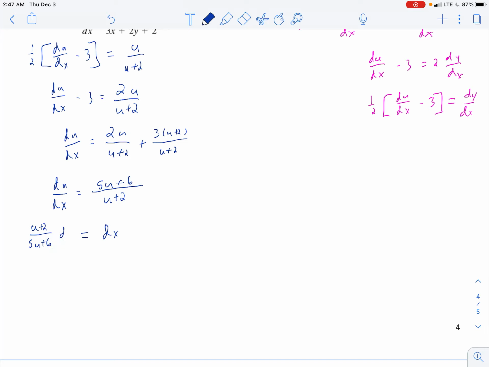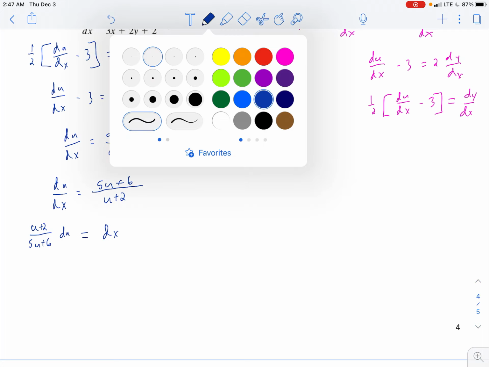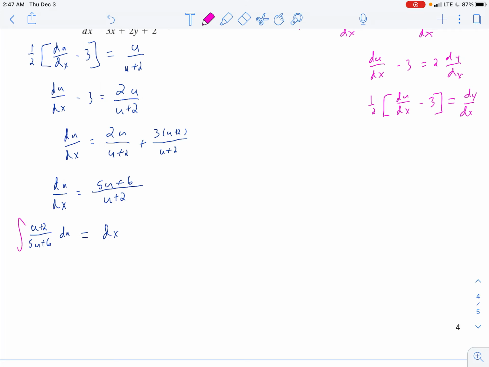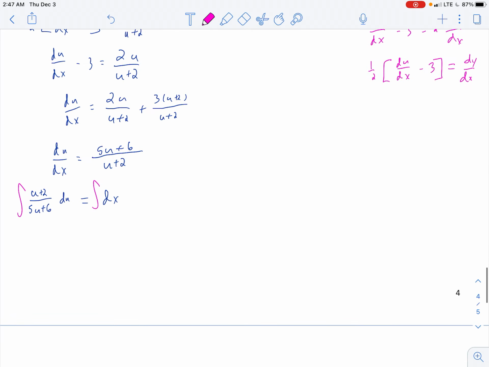Now, can I integrate both sides? Because that's the next step. We're going to integrate the left side and integrate the right side. Yes, we can integrate the left side.